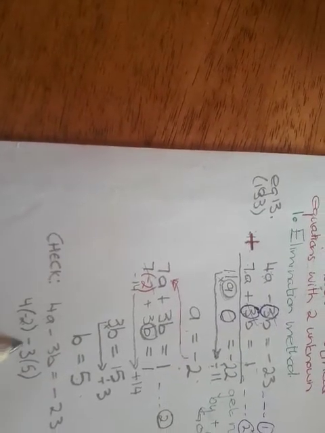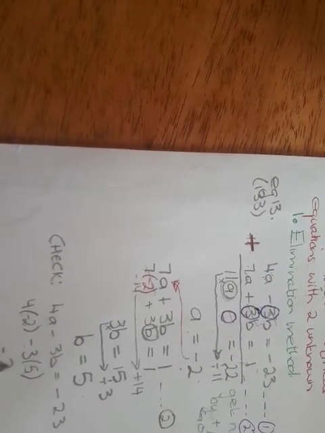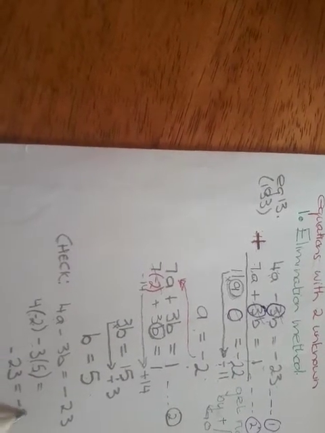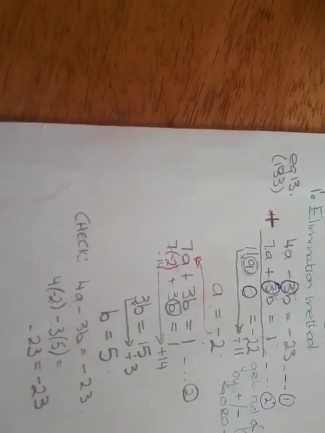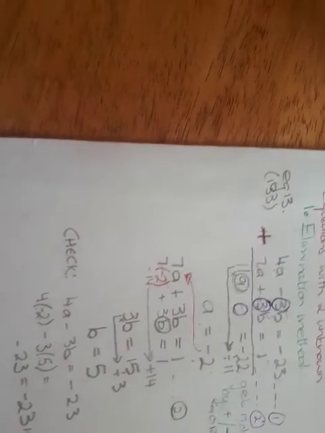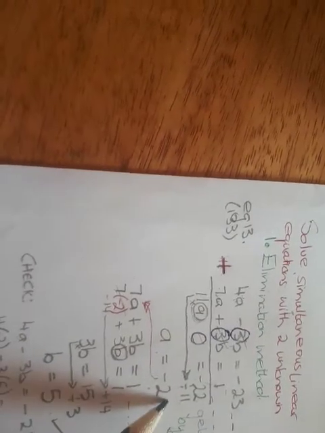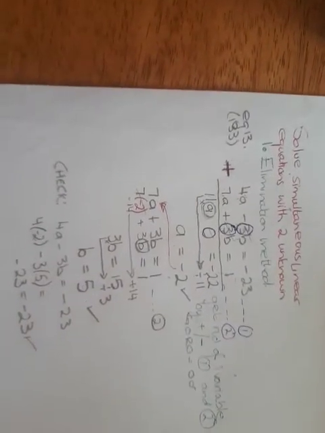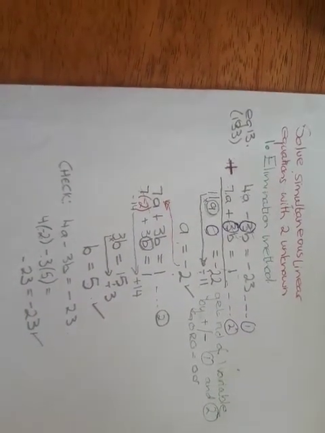And -8 minus 15 is -23. And on the right-hand side, you were given -23. So now you know that both of your values a and b are correct. So once again, you can do a check to actually make sure that your calculations are correct.